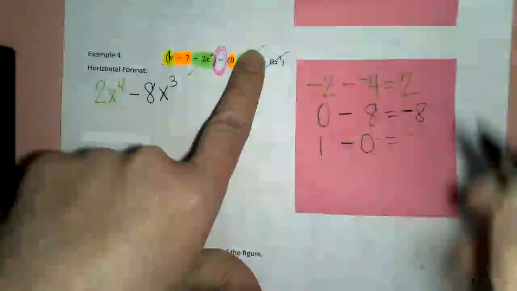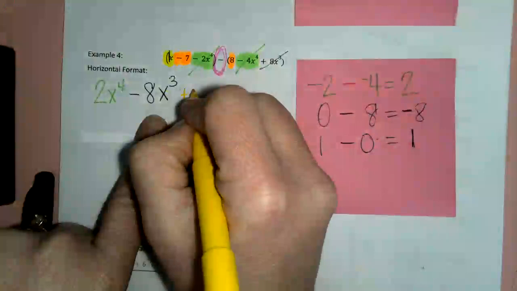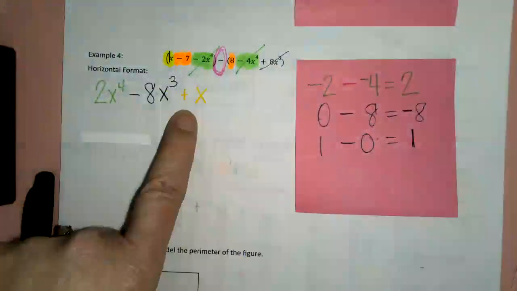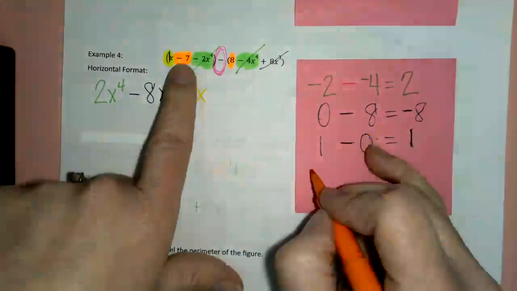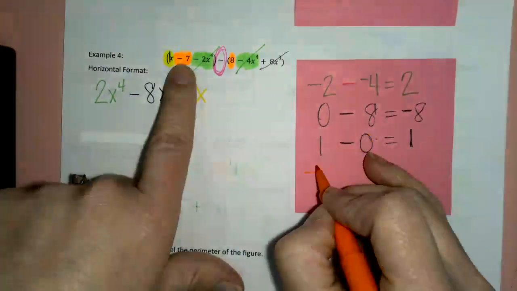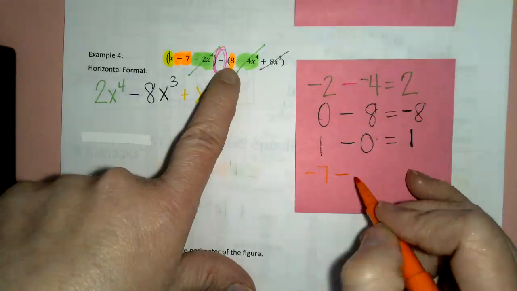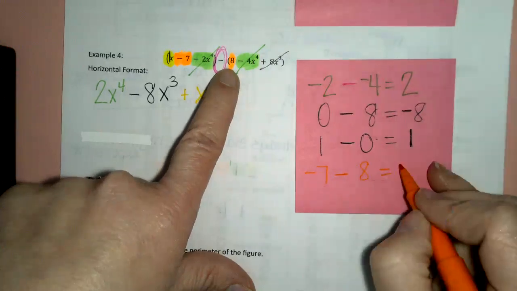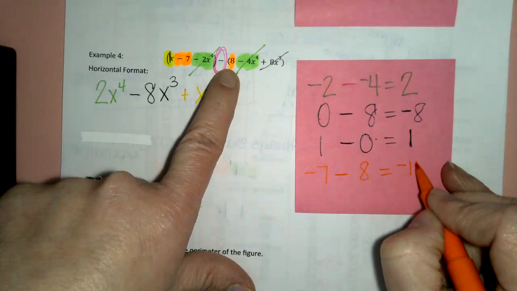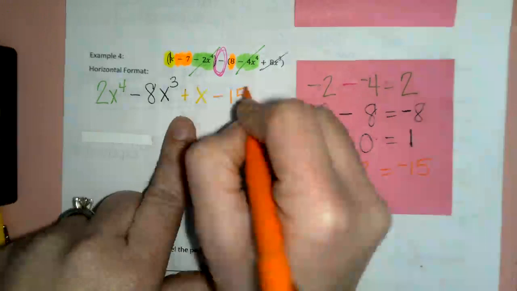So what is 1 take away 0? 1. So that sign doesn't change, I can just carry it down. And that would be a positive 1x, or you can just write plus x. Last thing that we would do is our oranges, and that orange is constants, -7. The minus sign is part of the problem, and then it's an 8. So type that in Desmos, -7 minus 8. You should get -15. So I'm going to finish up my problem with -15.